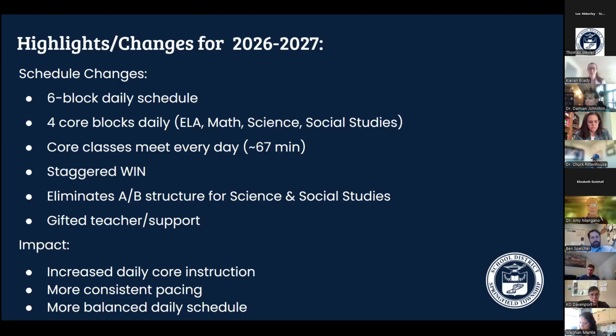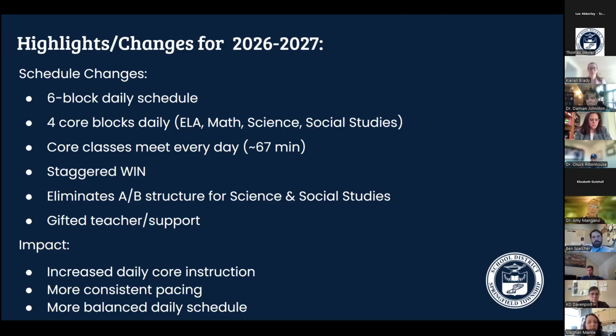ELA, math, science, and social studies will all have the same amount of time, 67 minutes a day. All classes will meet every day for 67 minutes. WIN this year is at the end of the day, as we spoke about at one of our other meetings, and again, this is all in our guide. It's staggered. We're making the schedule less complicated by keeping it simple, just 1, 2, 1, 2, 1, 2. That eliminates all that AB language for social studies and science. And the last bullet pertains to the way that we will be having gifted support next year, as we will have a dedicated gifted support teacher.